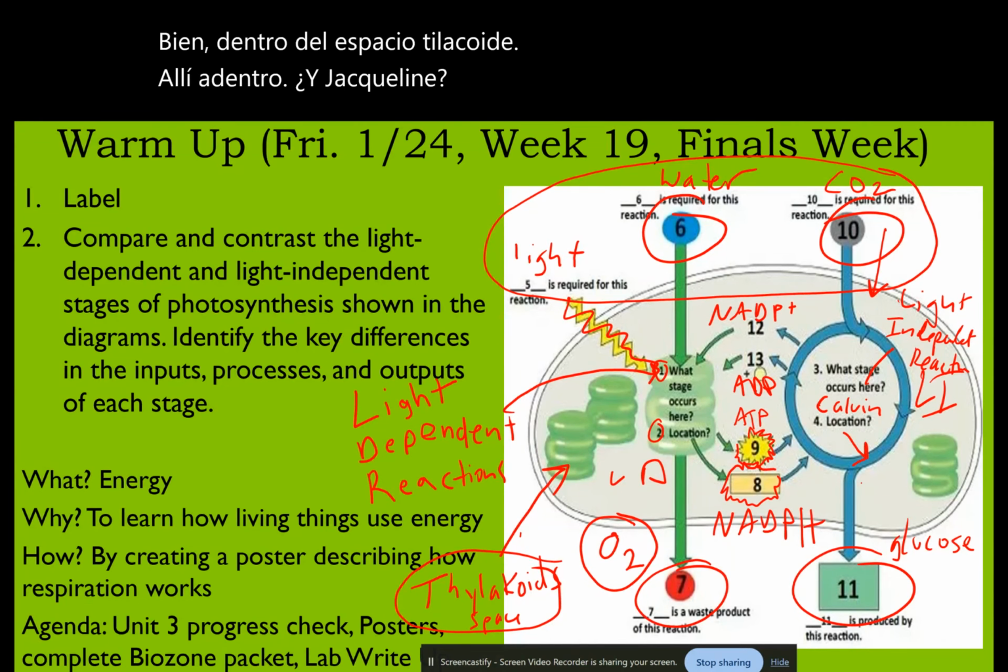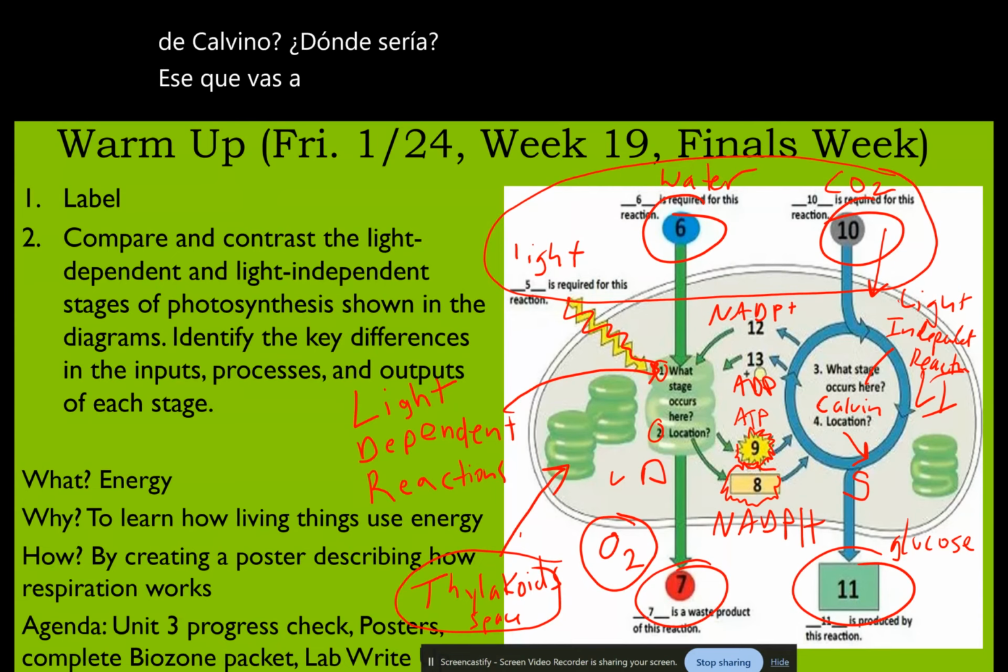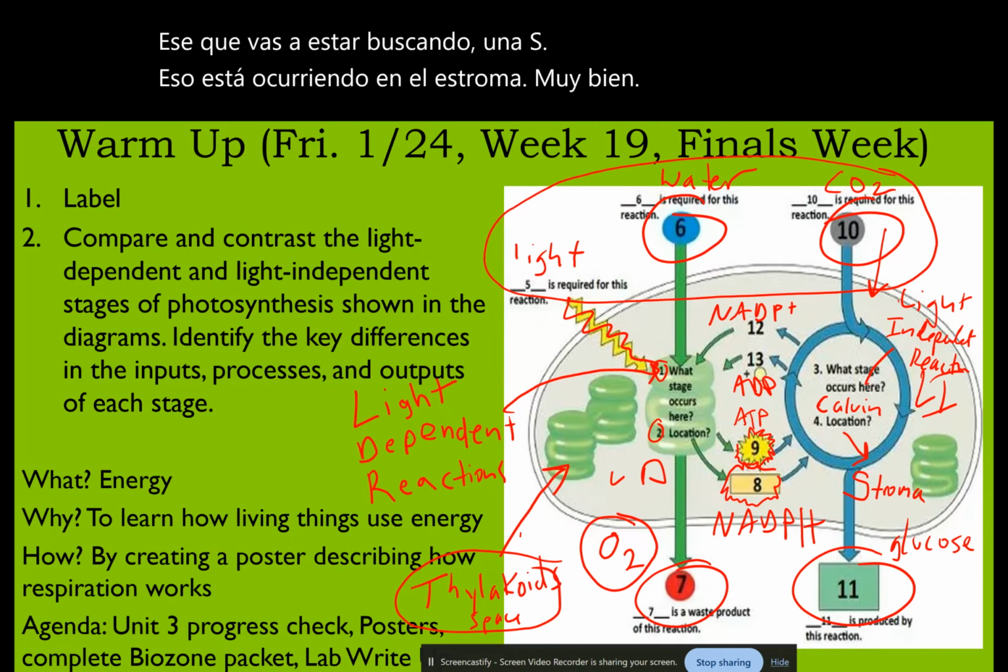Where would that be? That one you'll be looking for an S. Stroma, yeah. That's occurring in the stroma. Okay. All right, we labeled and reviewed all of photosynthesis right there.